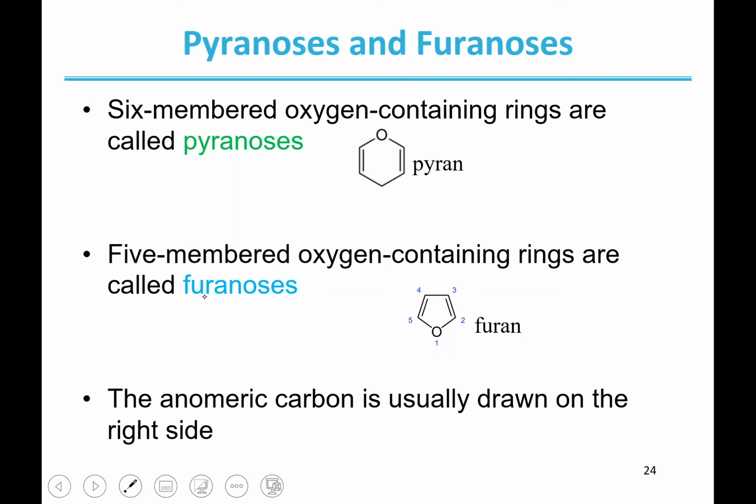Just by convention, the anomeric carbon when we draw these ring forms is usually drawn on the right side. You can draw it on the left side, but then the whole molecule is sort of flipped around. So you really need to be careful if you're trying to draw these with the anomeric carbon on the left instead of the right.